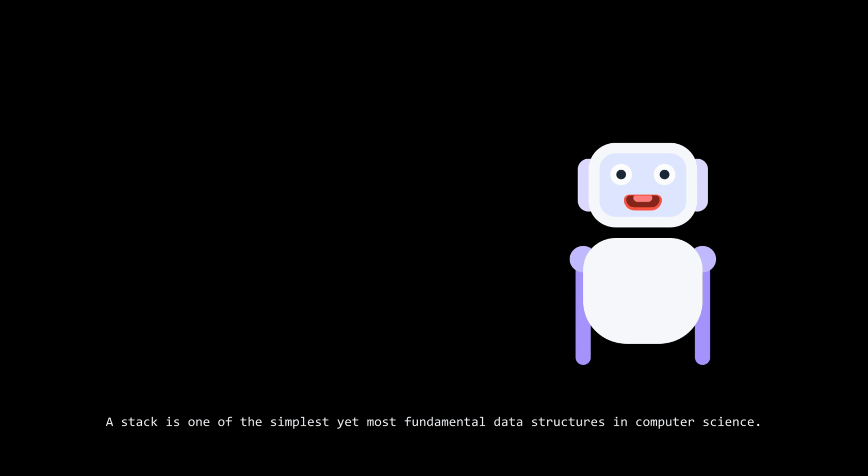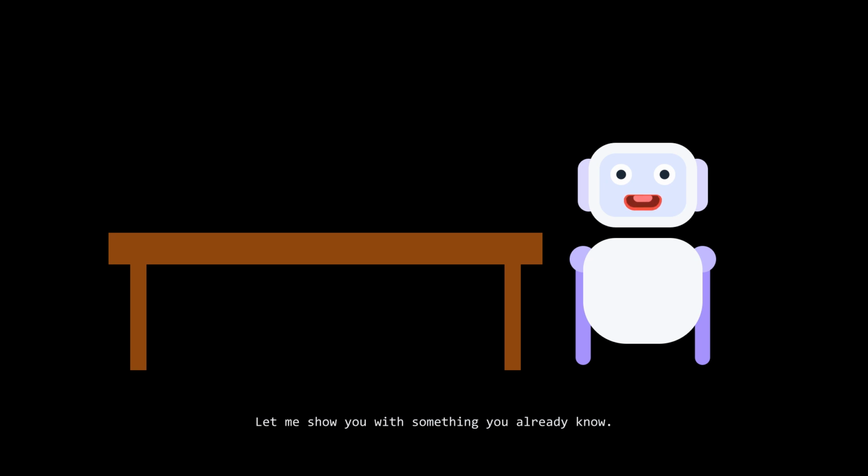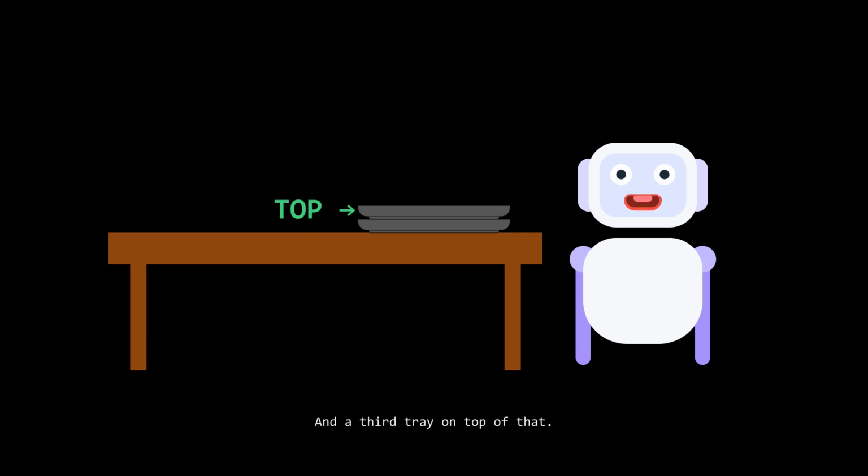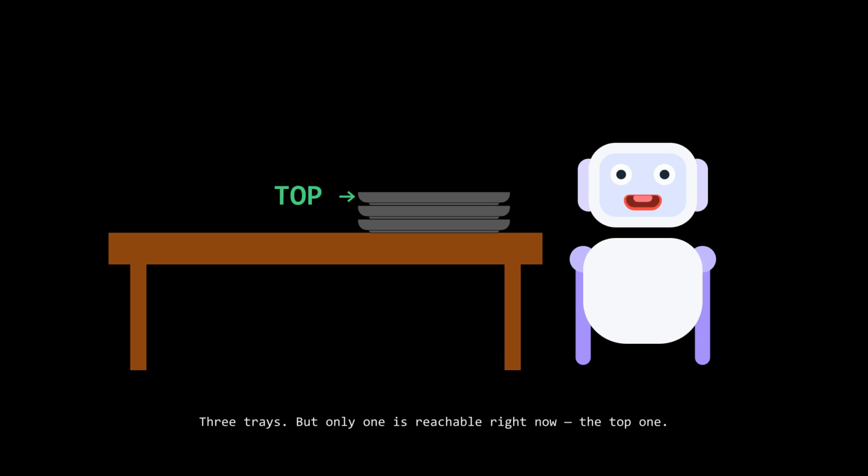A stack is one of the simplest yet most fundamental data structures in computer science. And it has one rule, just one. The last element that enters is the first element that leaves. Let me show you with something you already know. Think about a cafeteria tray counter. Empty for now. The worker places the first tray on the counter. A second tray goes directly on top of the first, and a third tray on top of that. Three trays, but only one is reachable right now. The top one. The trays below are completely blocked. You cannot reach them directly.